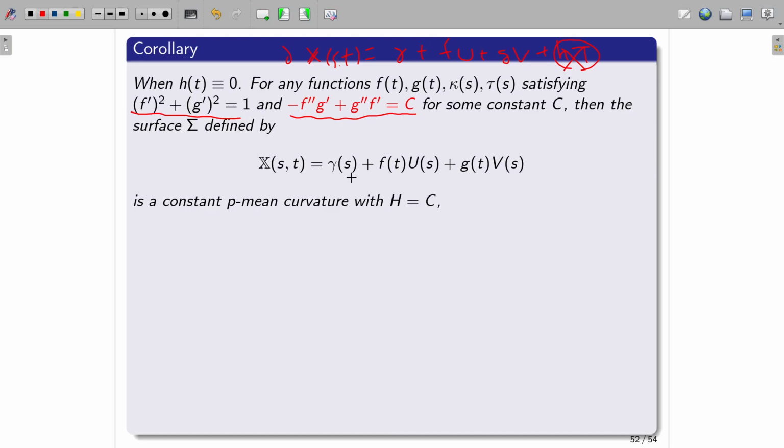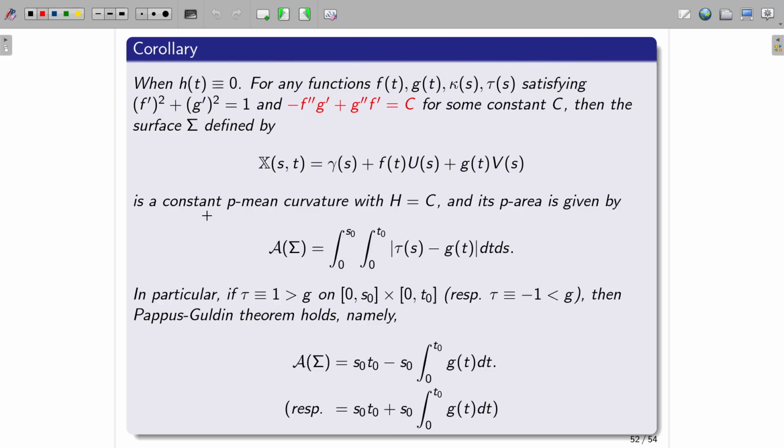Then the surface defined by this guy is a constant P mean curvature surface, and also when we have some curvature condition, tau equal to 1, we have the Pansu-Gooding theory just based on the previous results plus some extra condition here for the constant P mean curvature.